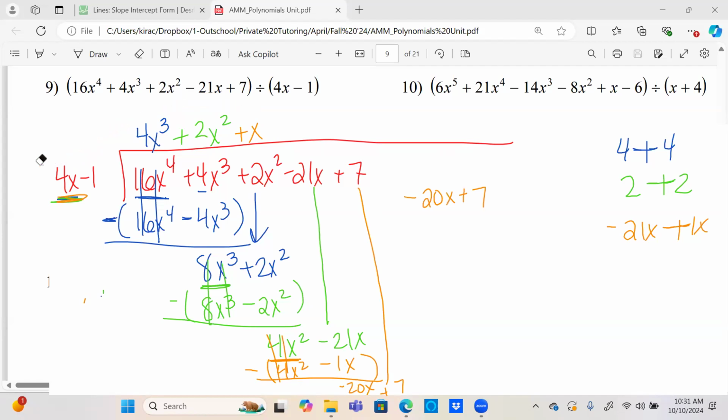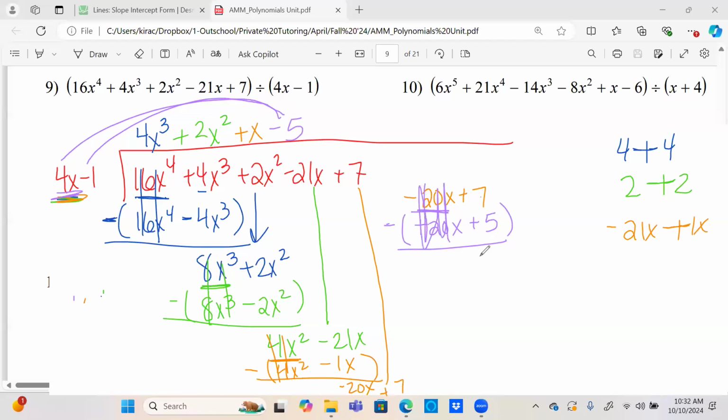All right, and now 4x to be negative 20x, we need negative 5. That would be negative 20x, and that would be positive 5. Watch your signs there. Subtract, minus minus, this would turn to plus and then cancel. 7 subtract 5 would be 2. There's our remainder.